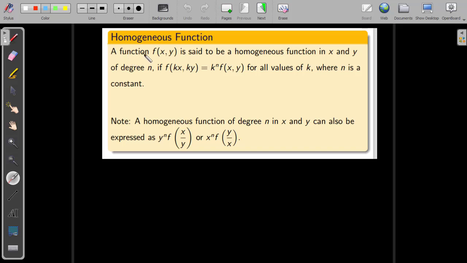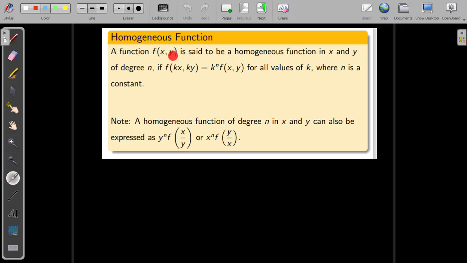We'll talk about homogeneous differential equation. The first thing we will discuss is homogeneous function. This is the basic idea to define homogeneous differential equation. First we will talk about homogeneous function, and later we will discuss homogeneous differential equation, and afterwards we will discuss the procedure for how to solve a homogeneous first order differential equation. Let's begin with homogeneous function.